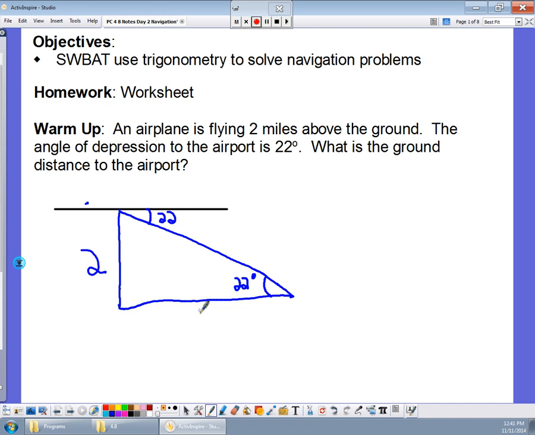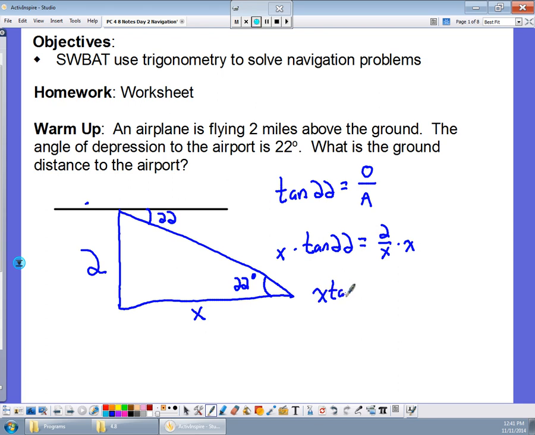If I'm looking for x, the distance from the airplane to the airport, all I have to do is tangent of 22 degrees equals opposite over adjacent. So tan 22 equals 2 over x. Multiply by x on both sides. We've seen this done. So you get x tangent 22 equals 2, and then just divide by the tangent of 22. Then you would plug this into your calculator.